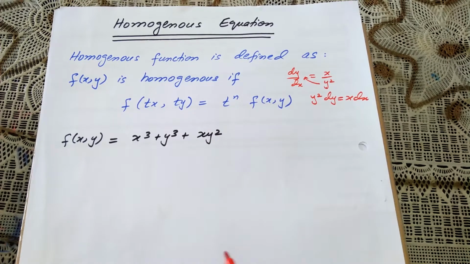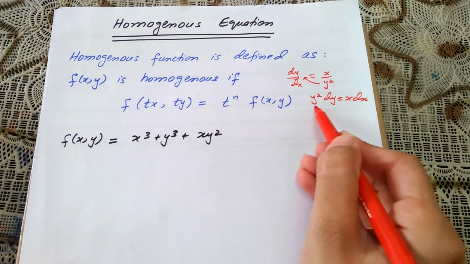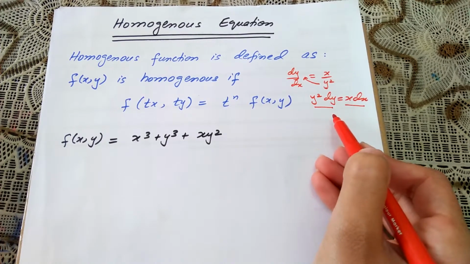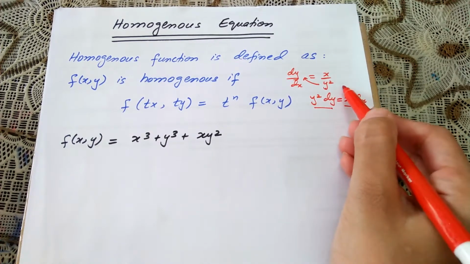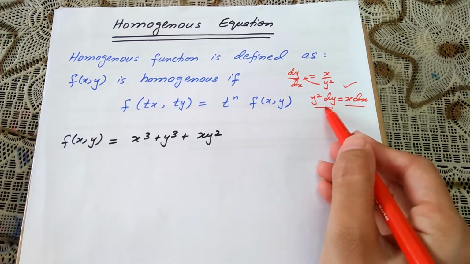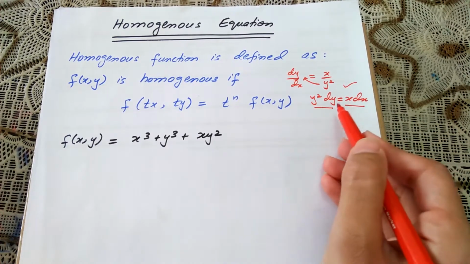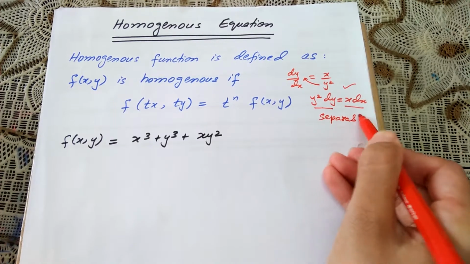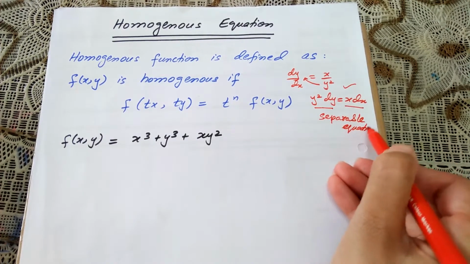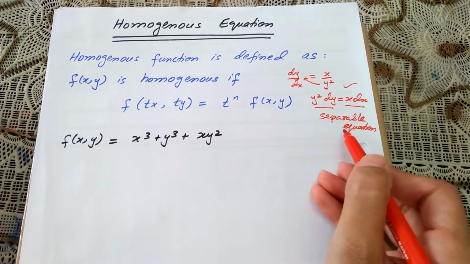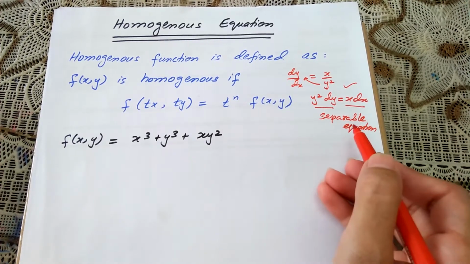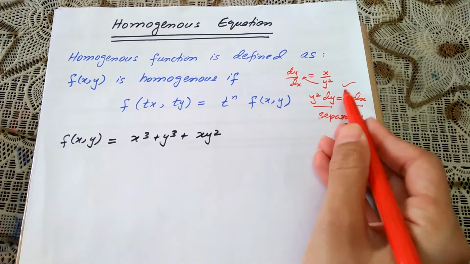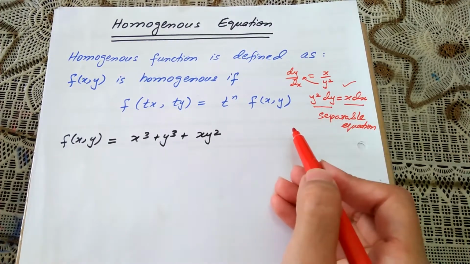So if you observe, we have easily separated the y variable on one side and the x variable on the other side. If we can get separated variables on both sides of the equation, then we can say it is a separable equation. For a separable equation, there is a simple and easy method given in another video on the separable equation method. You just integrate both sides and you will get the solution.